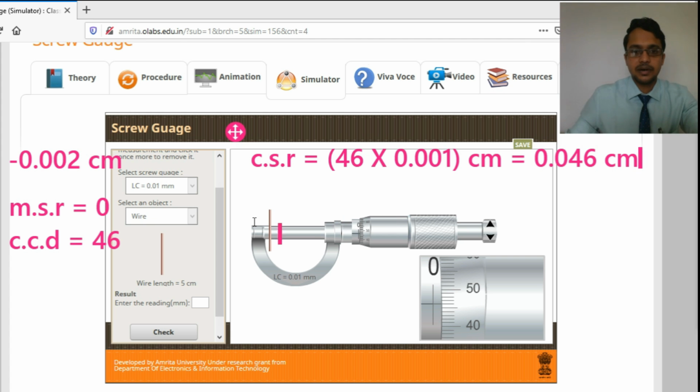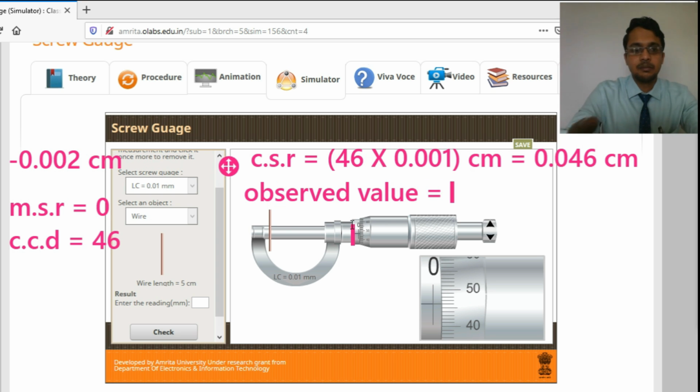Then we will find the observed value. The observed value will be main scale reading plus circular scale reading. Here the main scale reading is 0, so 0 plus this circular scale reading will be how much?